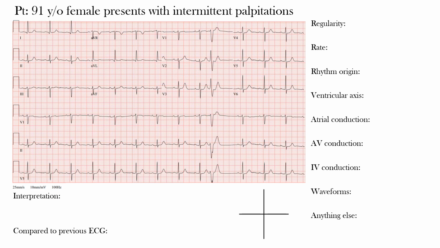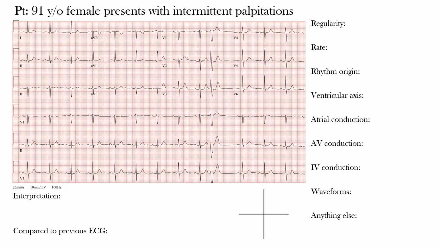Now first, notice that there's the regularity of the rhythm. That is, are we dealing with a regular or irregular rhythm? And if it's irregular, is it regularly irregular or irregularly irregular? Next, we look at the heart rate, okay? And in this case, we simply want to determine the rate of the rhythm. Then we'll look at the rhythm origin. That is, where's the rhythm actually starting from within the heart?